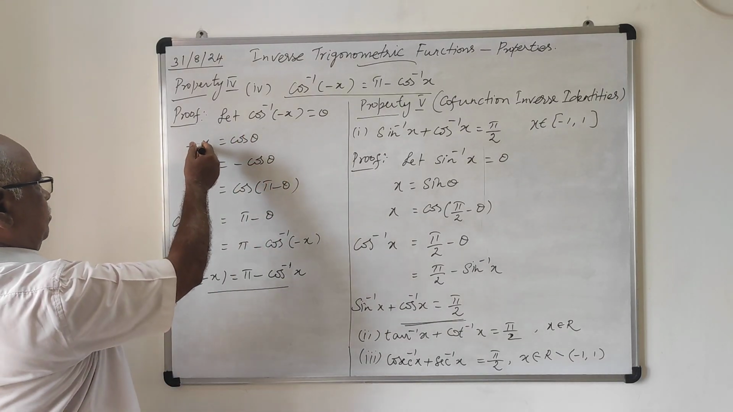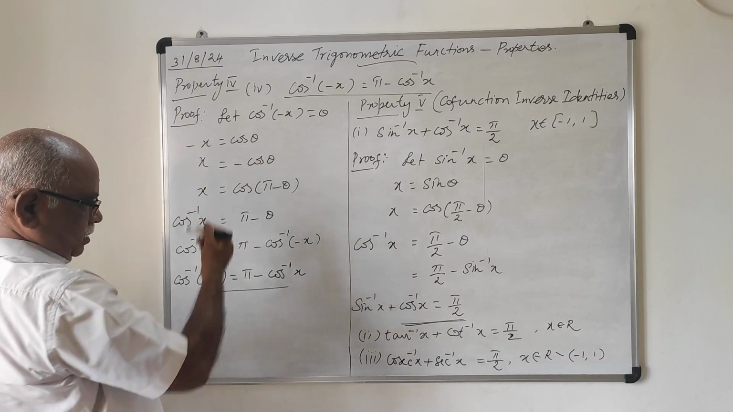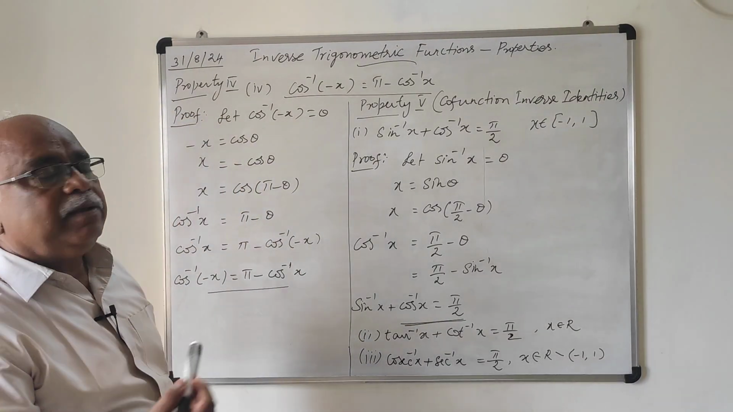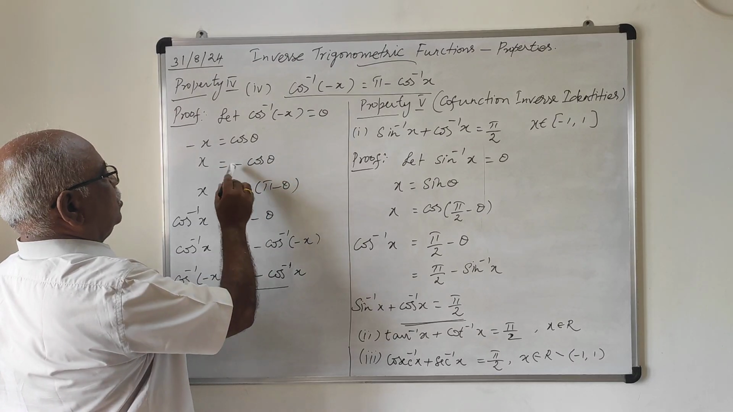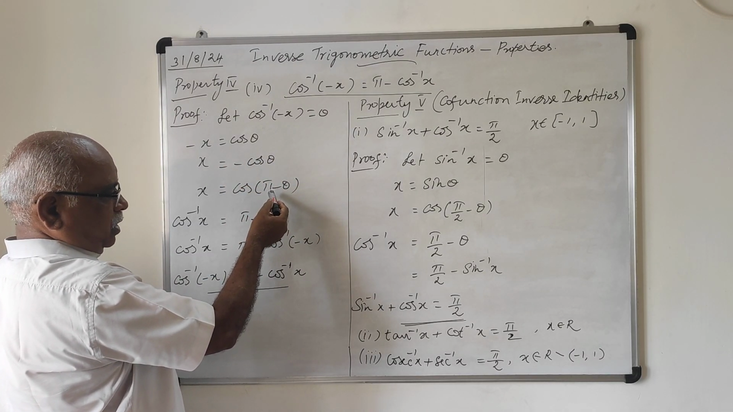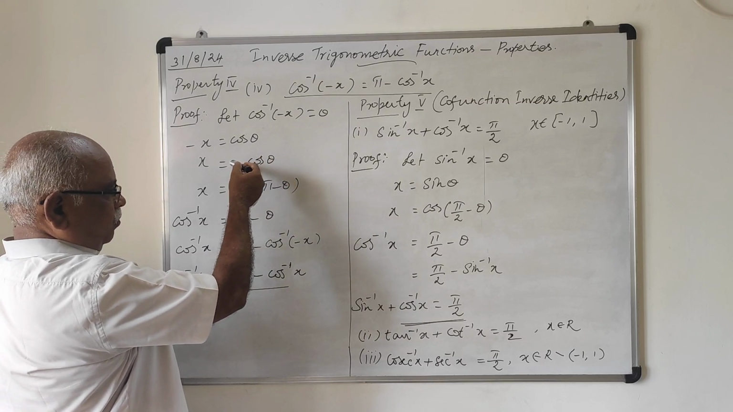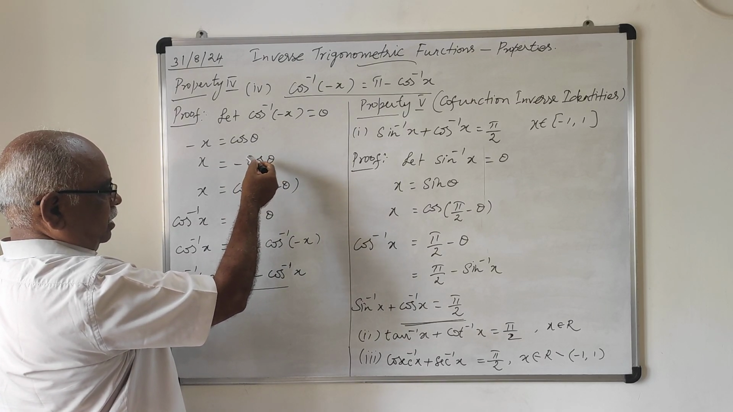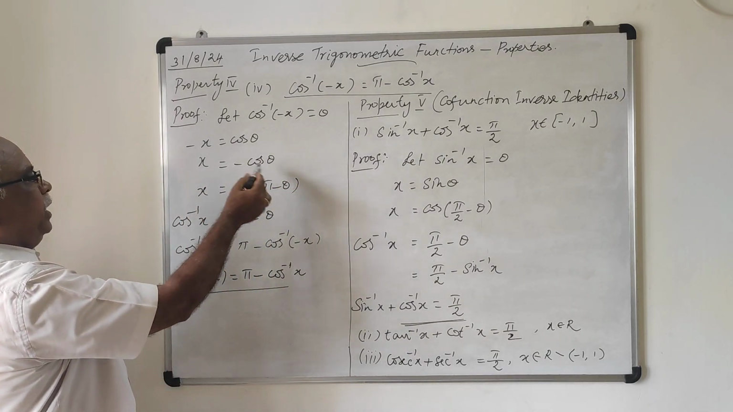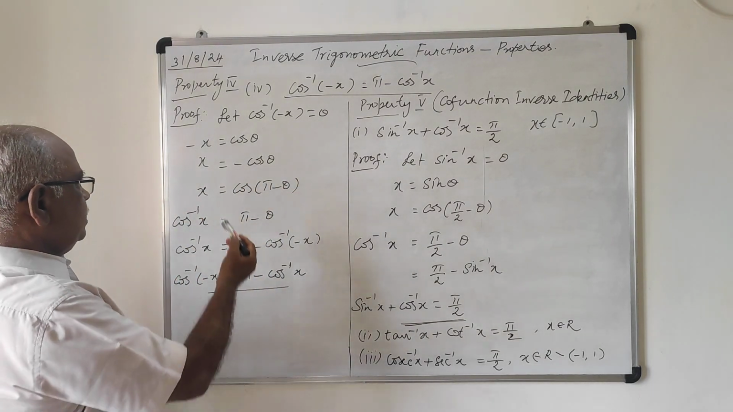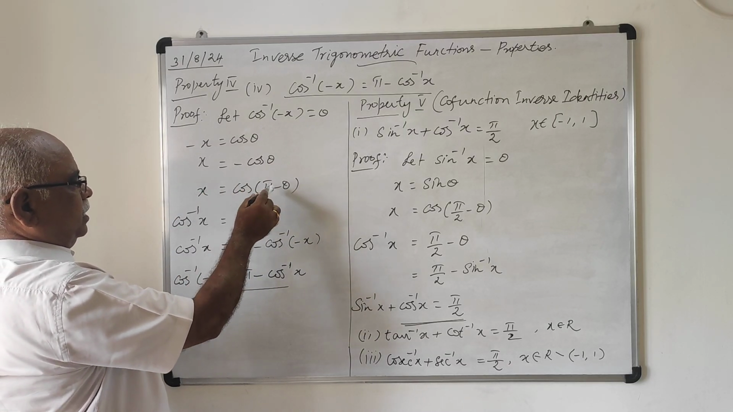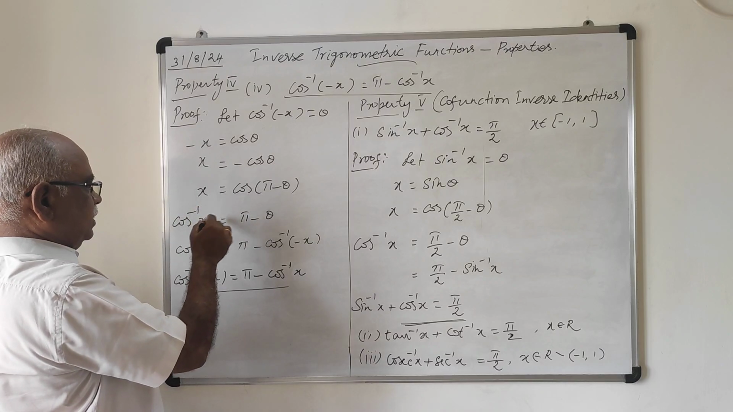So, minus x equal to cos theta implies x equal to minus cos theta. But minus cos theta is cos of 180 minus theta. 180 minus theta is in the second quadrant, where cos is negative. Therefore, instead of writing minus cos theta, I can write cos of 180 minus theta. So x equal to cos of 180 minus theta. From this, we get cos inverse of x equal to pi minus theta.